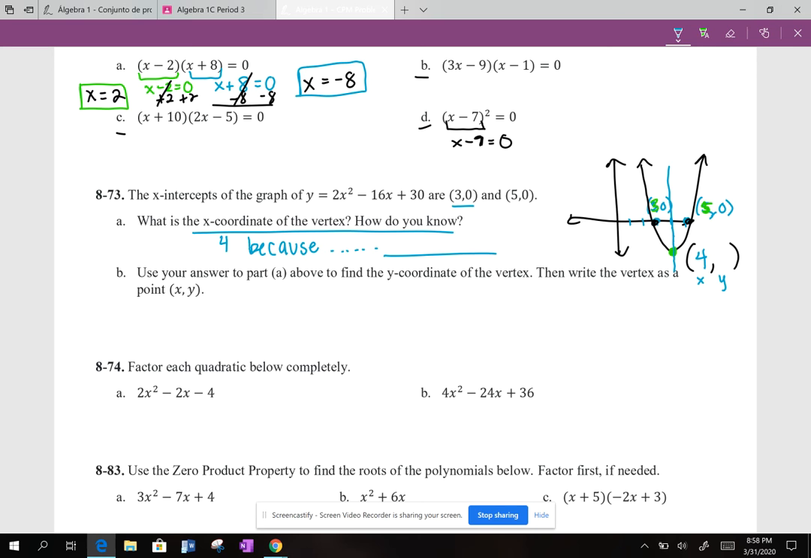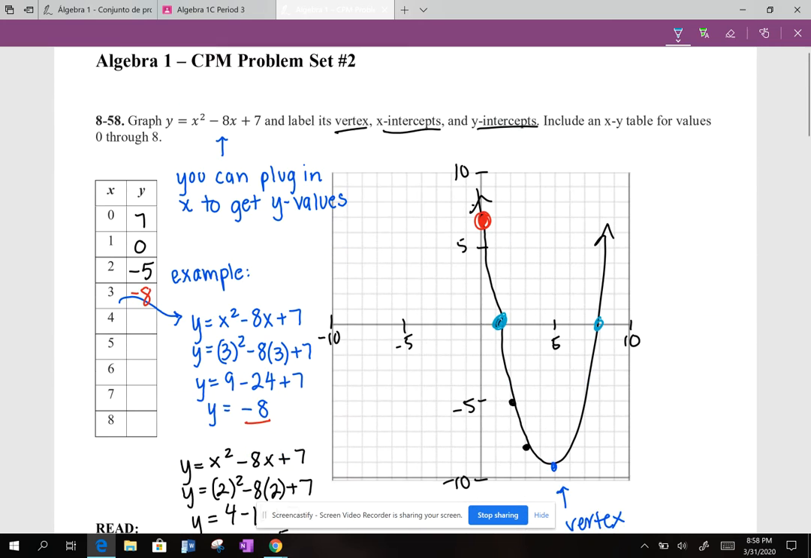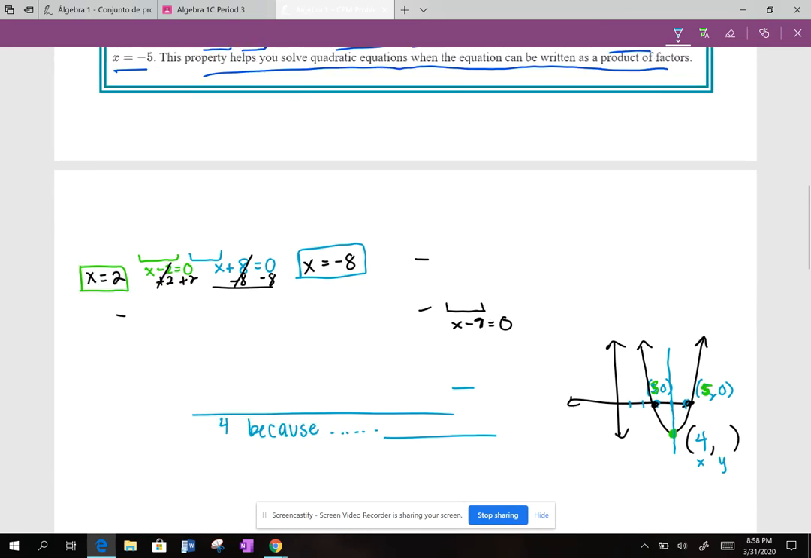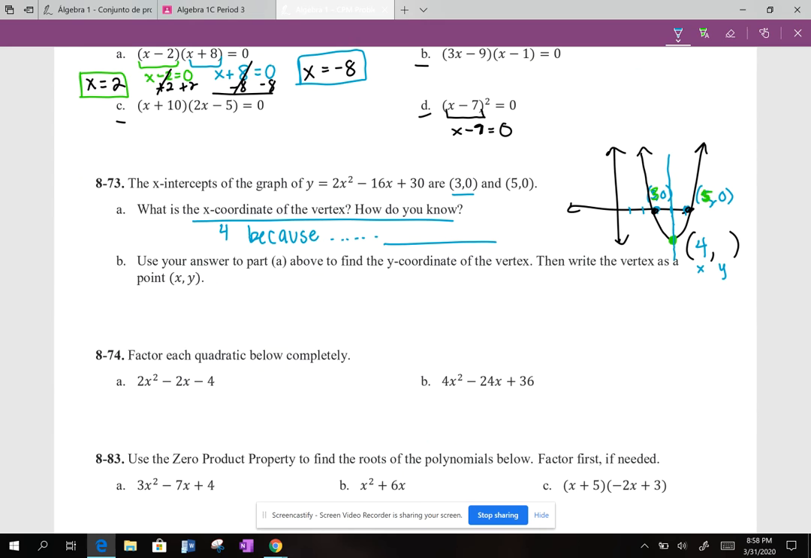All right, guys. Up here we plugged x-coordinates into the original equation to get y, and that's exactly what we're going to do over here. If it's asking us to find the y-coordinate of the vertex, we take y equals 2x squared minus 16x plus 30 and plug a 4 in for x, and whatever we get out for y is going to be that y-coordinate.